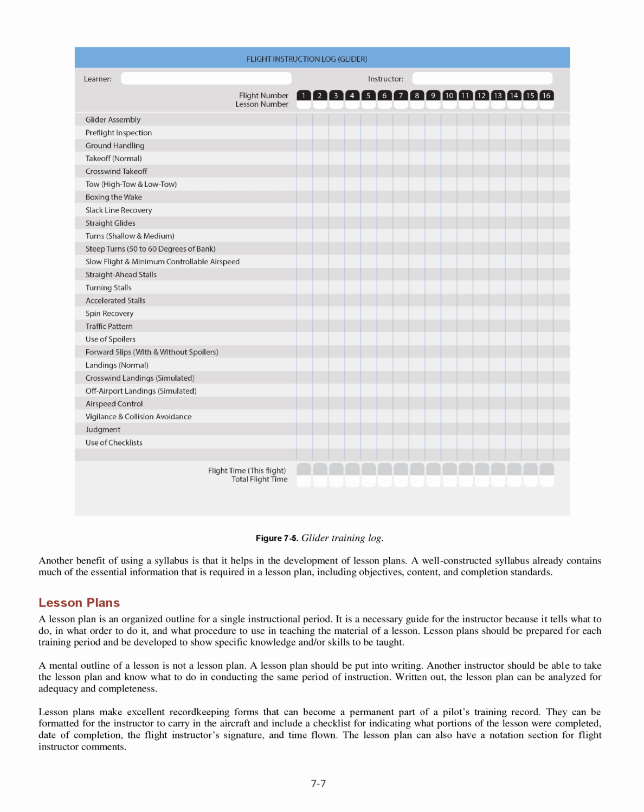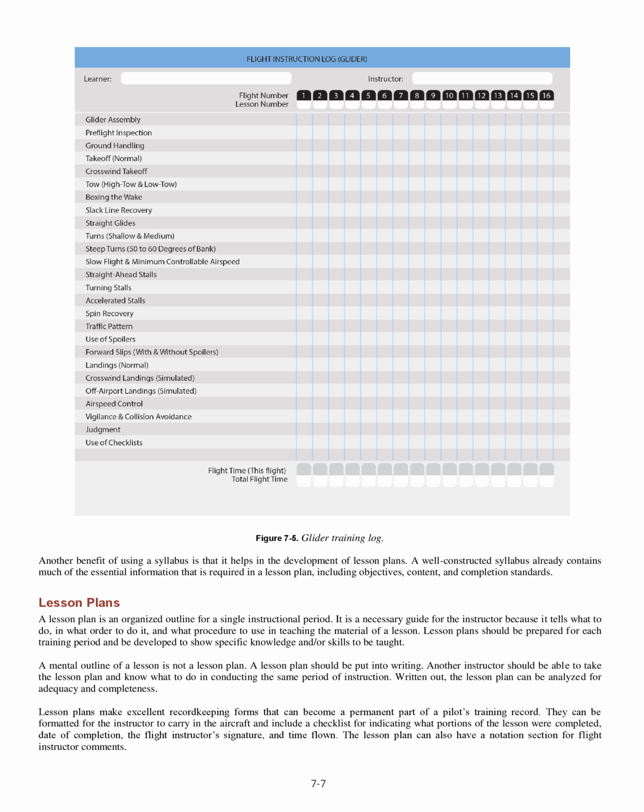A lesson plan should be put into writing. Another instructor should be able to take the lesson plan and know what to do in conducting the same period of instruction. Written out, the lesson plan can be analyzed for adequacy and completeness. Lesson plans make excellent record-keeping forms that can become a permanent part of a pilot's training record.